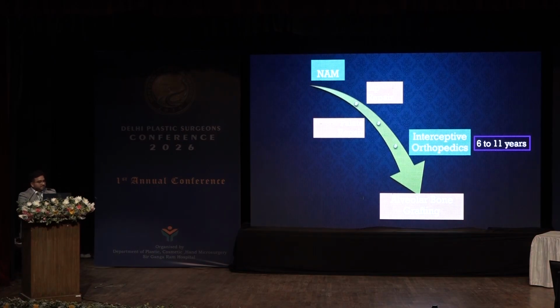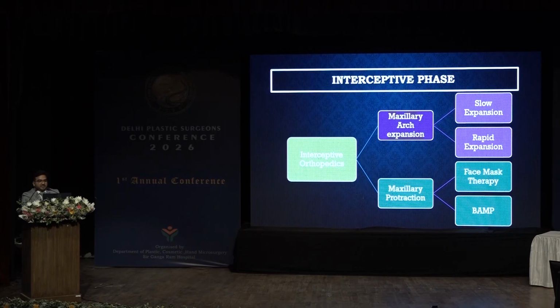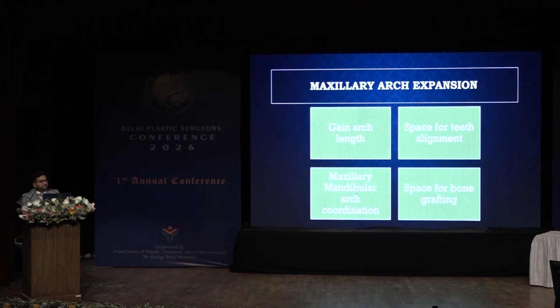So NAM is done, lip repair is done, palate repair is done. Now the child is 6 years of age. Now you begin with interceptive orthodontics. So the interceptive phase generally has a maxillary arch expansion phase. Every patient with a cleft lip and palate, most of them will require arch expansion. So you either do a slow or a rapid expansion. And in cases where you see some amount of maxillary retrognathia, you can either do maxillary protraction using a face mask or bone anchored maxillary protraction.